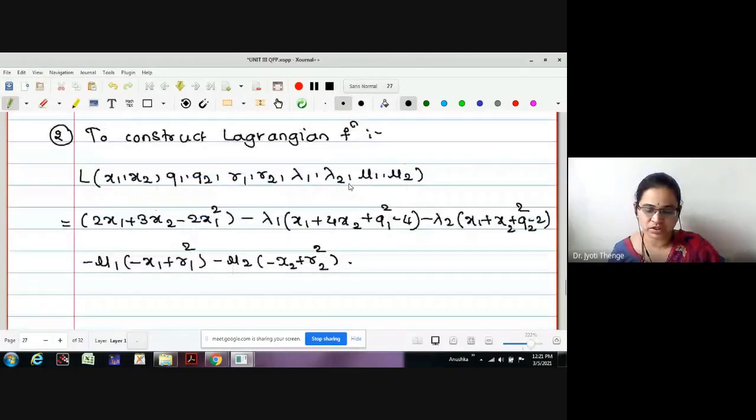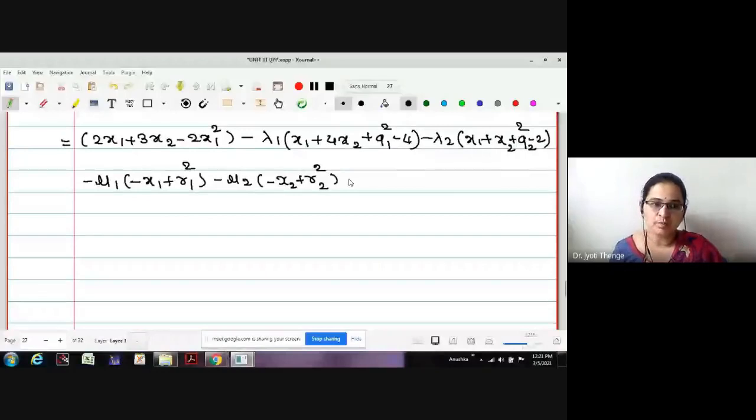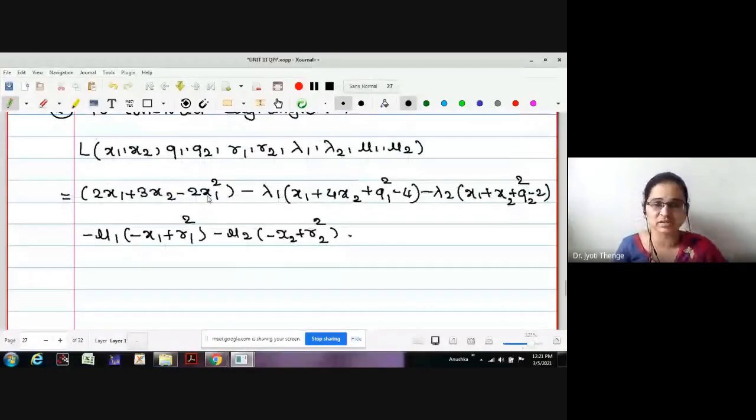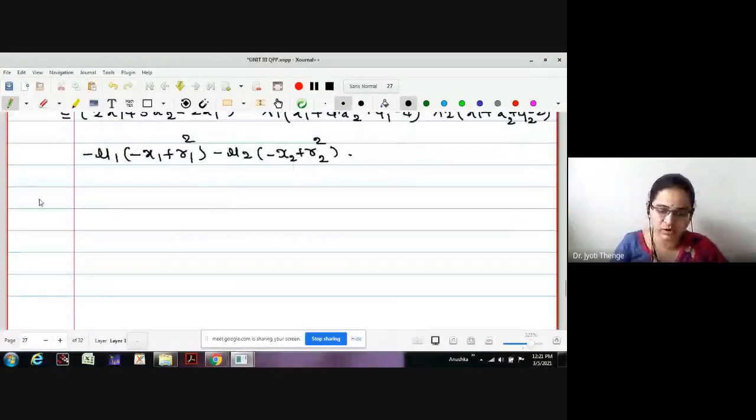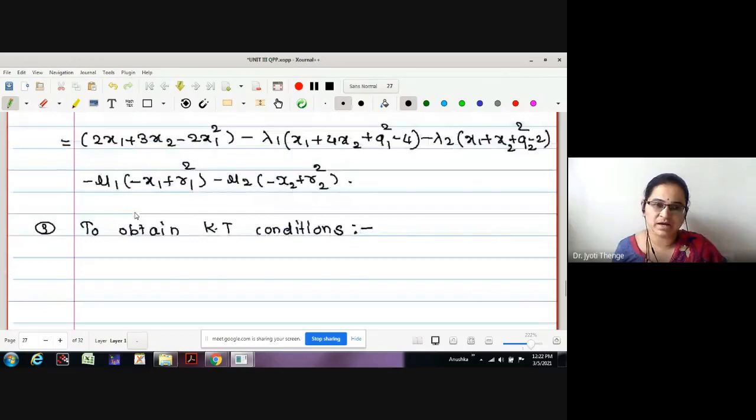This is my Lagrangian function. How are the Kuhn-Tucker conditions obtained now? By differentiating L partially with respect to the variables, we will obtain the Kuhn-Tucker conditions. First let me differentiate L with respect to x1. Therefore ∂L/∂x1 equal to 0.